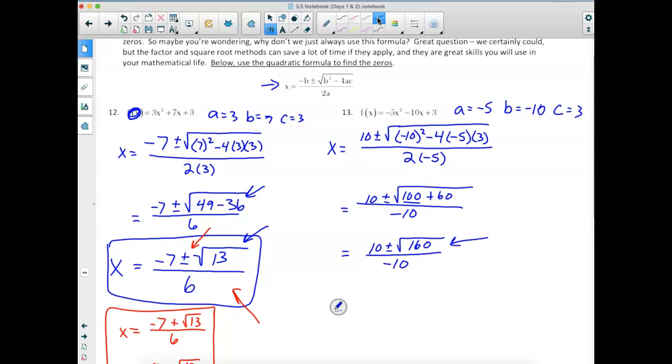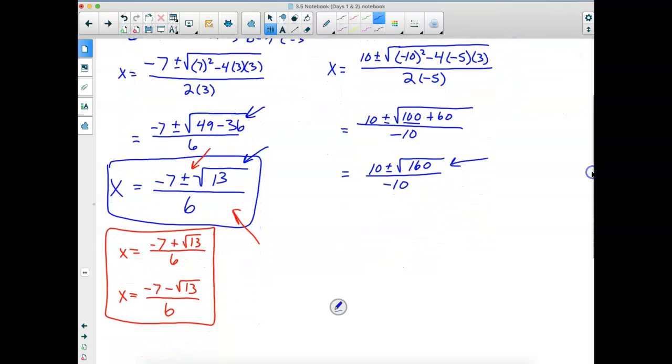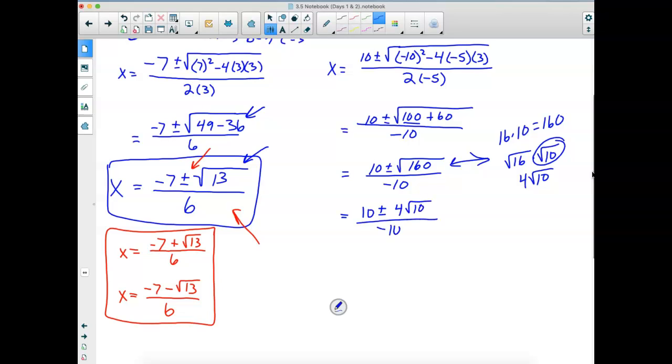Can I simplify the square root of 160? Let me answer the question for you. Yes, you can, because 16 times 10 equals 160, right? So I'm going to look at that as the square root of 16 times the square root of 10. Square root of 16 is 4. Square root of 10, it's nothing, it's just the square root of 10. So this gives me 10 plus or minus 4 square roots of 10 over negative 10.